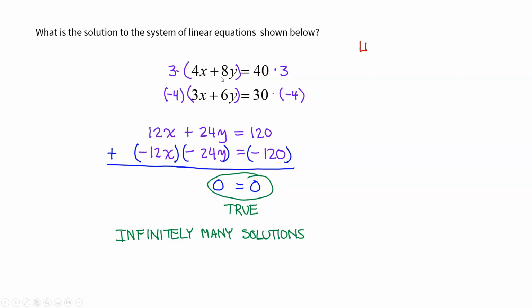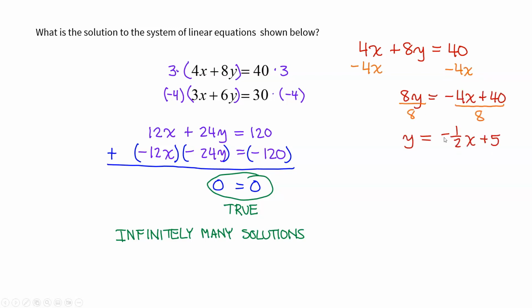So what I'm going to do is figure out, well, what is the equation of that line? Well, one way of expressing it is to solve this for y. So subtract 4x from both sides, divide both sides by 8. And so I have y equals negative 1/2 x plus 5. So sometimes whenever you have infinitely many solutions, you'll see the solution presented as, well, I have an x value and the y value is going to be negative 1/2 x plus 5. As long as it fits this format, it's a solution to this system of equations. There's just infinitely many of them.